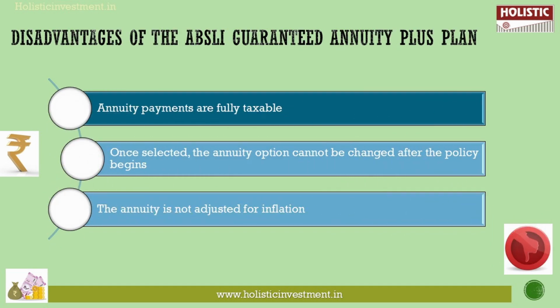Now let's take a look at the disadvantages. Disadvantages are equally important to know as well as the advantages because they reveal the potential risk you might be undertaking while choosing to invest in this policy. The major drawbacks are that the annuity payments here are fully taxable. Once selected, the annuity option cannot be changed after the policy begins. So what annuity option you chose at inception is the one you need to commit to once the policy begins. You cannot change it. Also, the annuity is not adjusted for inflation. So these are some of the major drawbacks you have about investing in this policy.